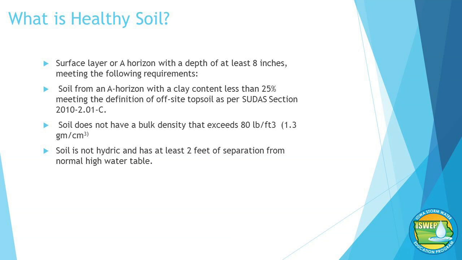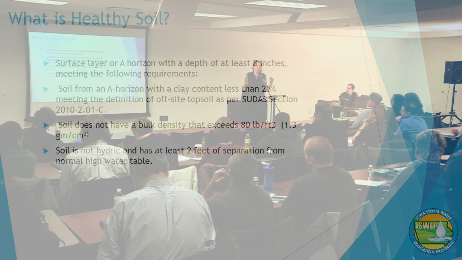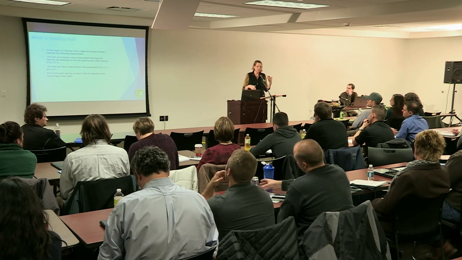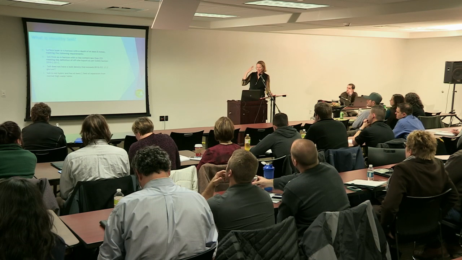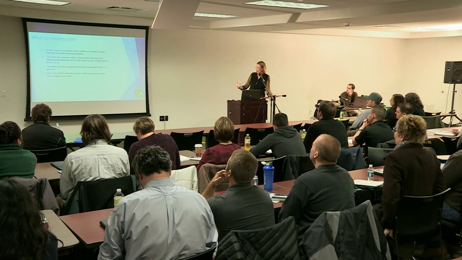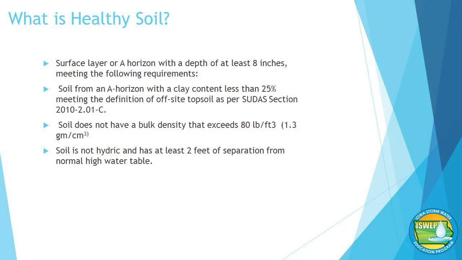It's soil that does not have a bulk density... Anyone know what bulk density means? Are there any soil scientists in the room? It's a term that soil scientists use. You could relate it to the amount of compaction in the soil. I'm used to dealing in the metric system, so I have to get used to the English system. So we're looking at something that doesn't exceed 80 pounds per cubic foot. So how densely packed are those soil particles? The more compaction, the more densely compacted they are.